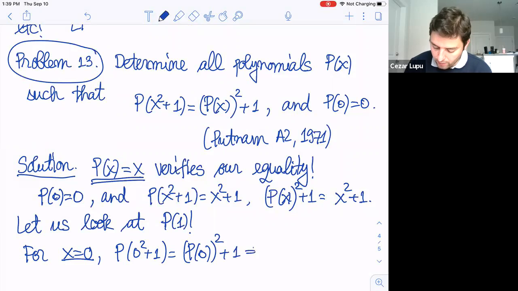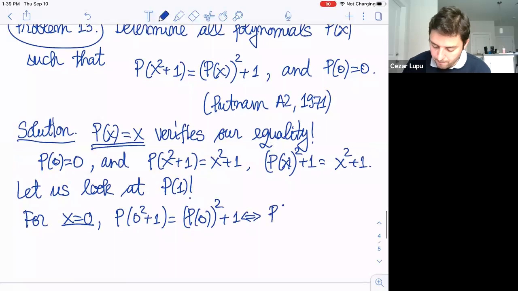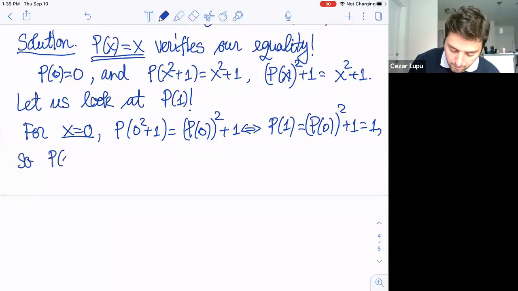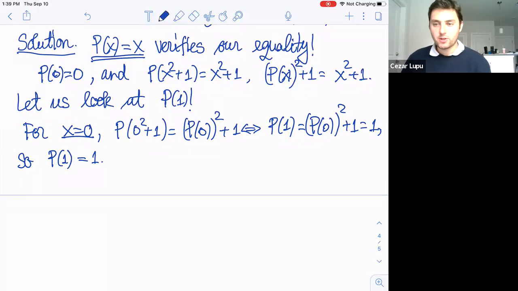Well, this is equivalent with P of 1 equals P of 0 squared plus 1. But P of 0 is 0, so this will give us 1. All right, so I know that P of 1 is 1 at this point. That's great. So P of 1 is 1. I have this information about P of 1. Now, let's look at something else. Maybe I should look at P of 2. So what about P of 2?